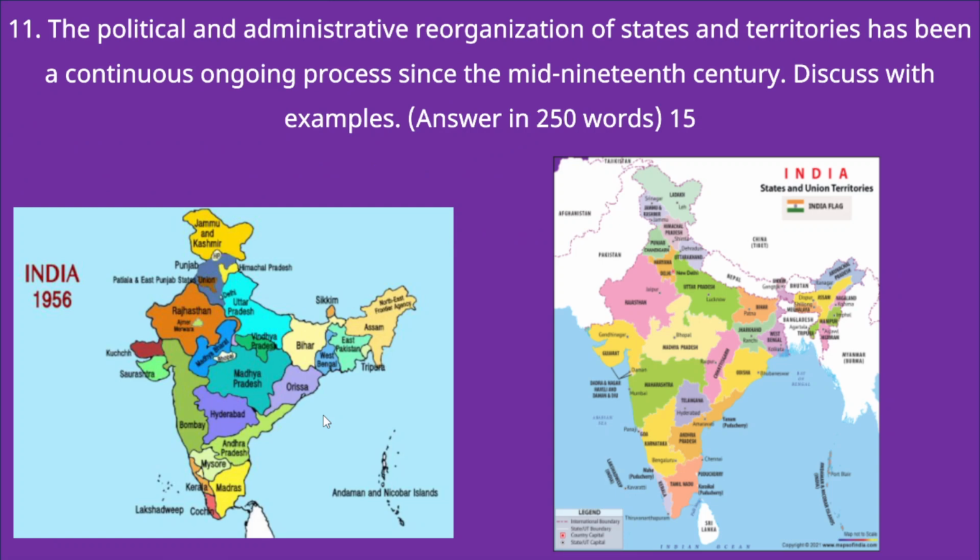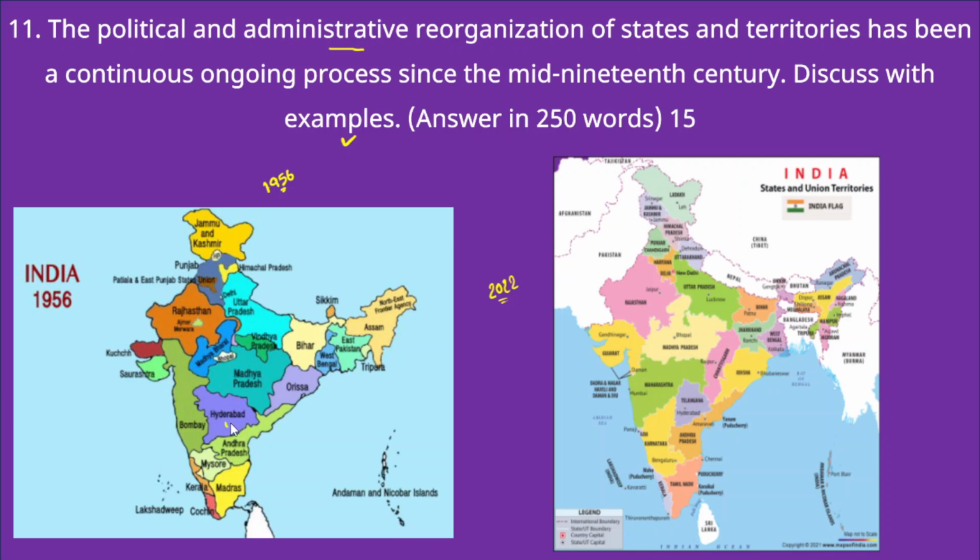And the next question that we're going to discuss is about the political and administrative reorganization of the states in India. They have continuously been reorganized. The question says that political and administrative reorganization of states and territories has been a continuous or ongoing process since the mid 19th century. In this context, discuss this with relevant examples. The maps you are seeing here are a map of India in 1956 and a map of India in the year 2022. You can observe the changes that have taken place in both the maps.